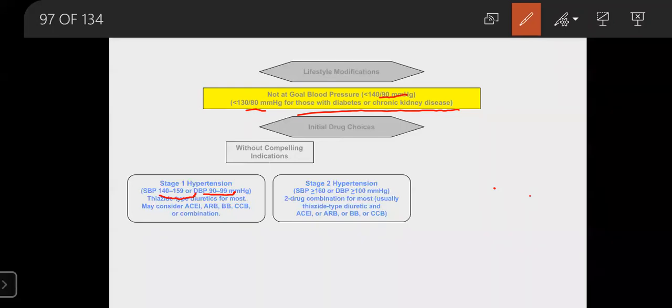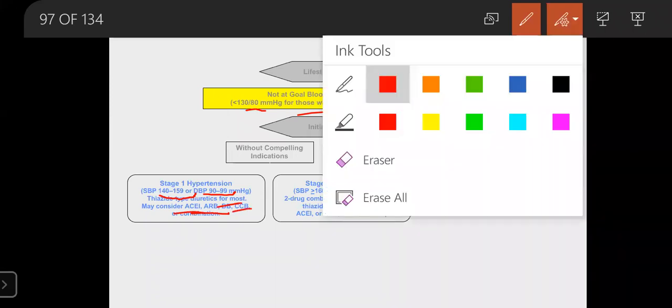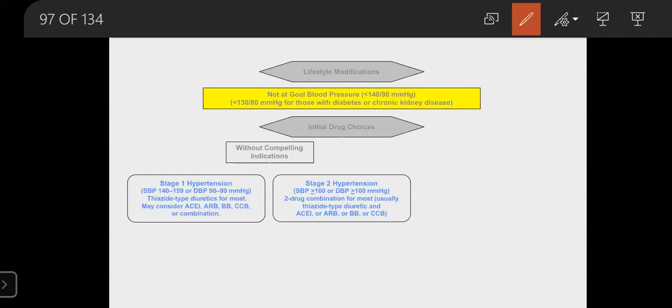We give the patient angiotensin converting enzyme inhibitors, angiotensin receptor blockers, beta blockers, and calcium channel blockers. And thiazide is the most important. Thiazide is the first, then all other classes can be considered. If the patient has stage 2 hypertension, blood pressure more than 160, more than 100 diastolic, we will add a two drug combination, usually thiazide and ACE inhibitors, or angiotensin receptor blockers, or beta blockers, or calcium channel blockers.